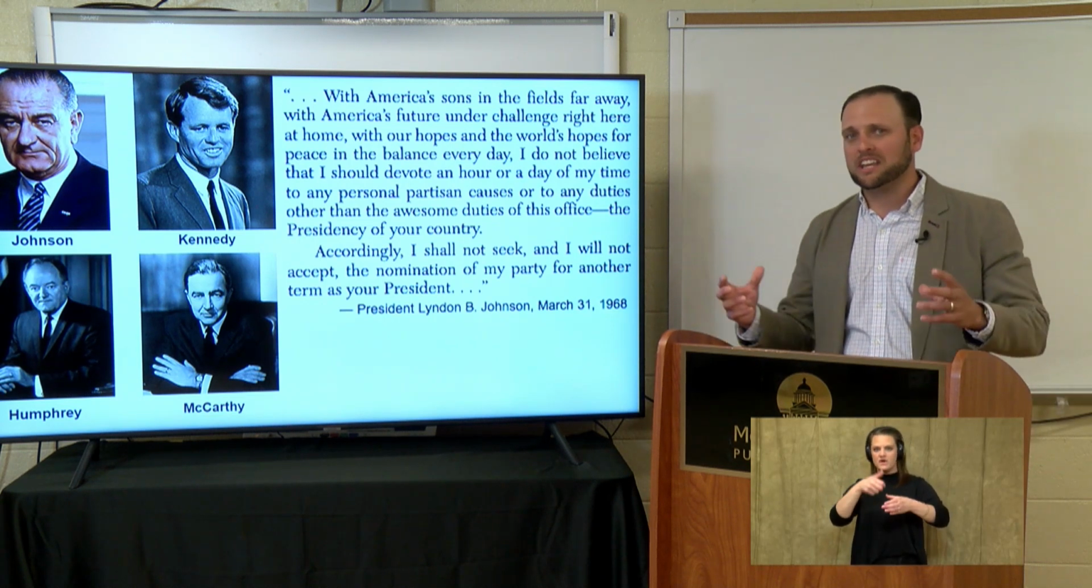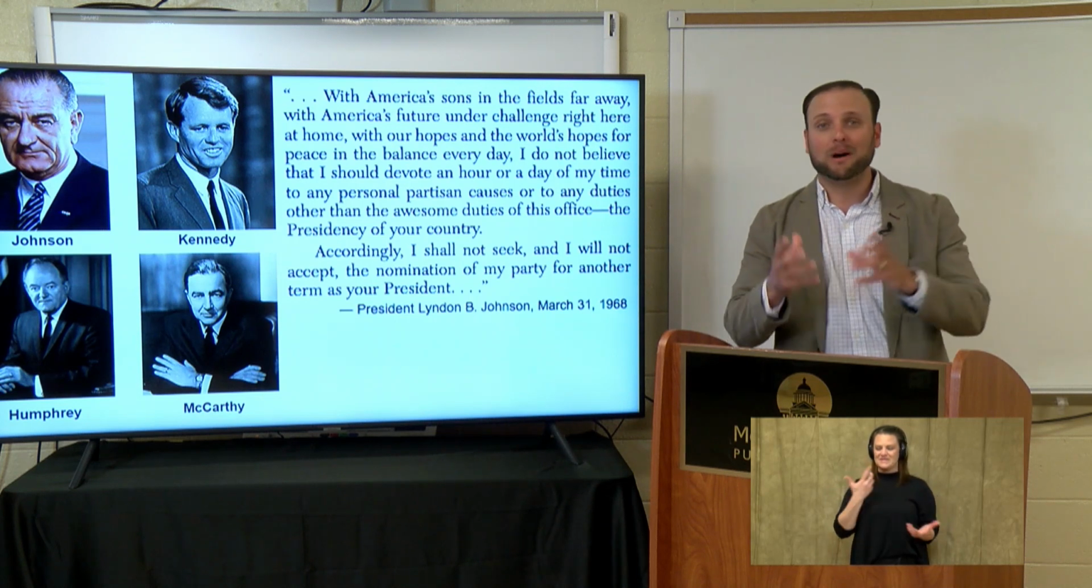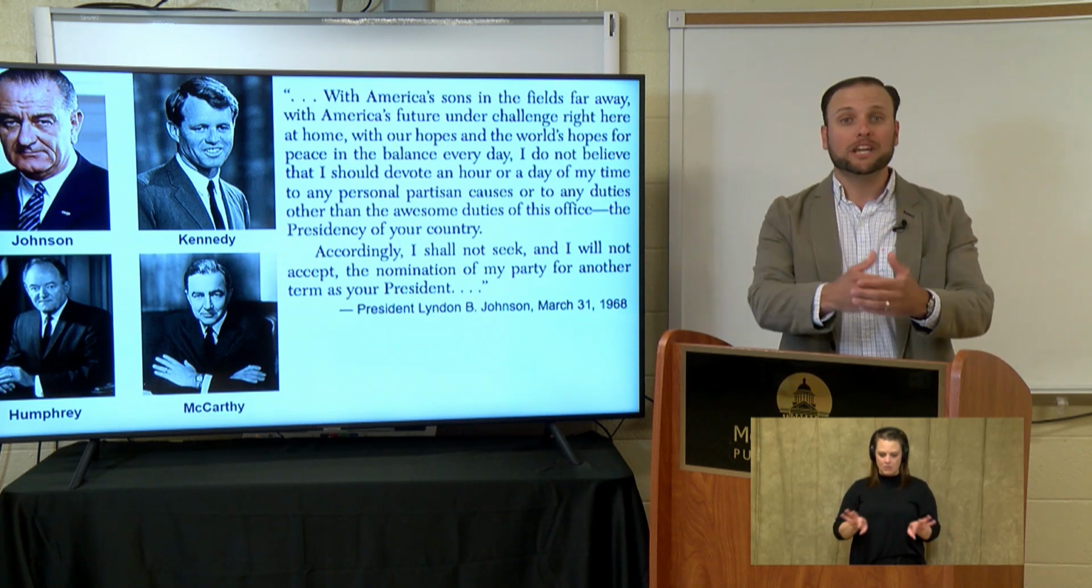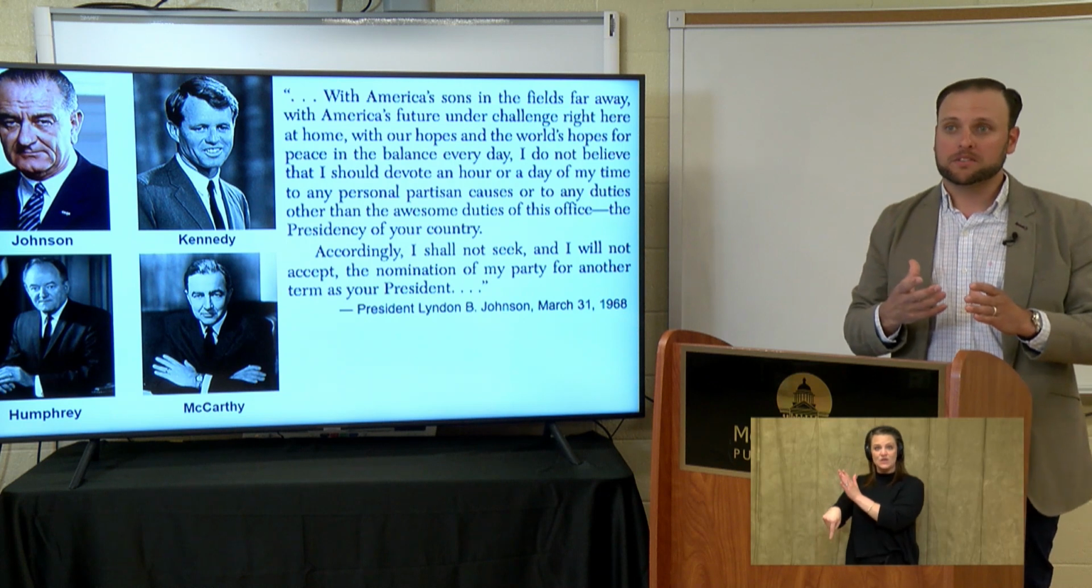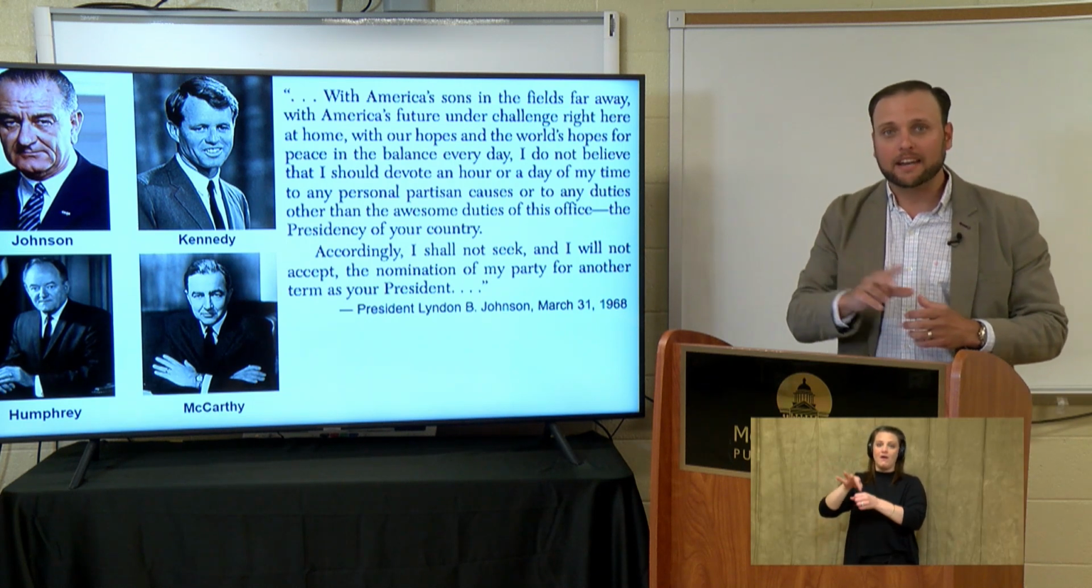So in other words, he's saying he has too many important things to do to worry about campaigning for presidency, so he drops out. The brother of President John F. Kennedy decides to run. His name is Robert Kennedy. His picture's on the screen, and he was assassinated while he was running for president. So that leaves us with 2 candidates for the presidency.